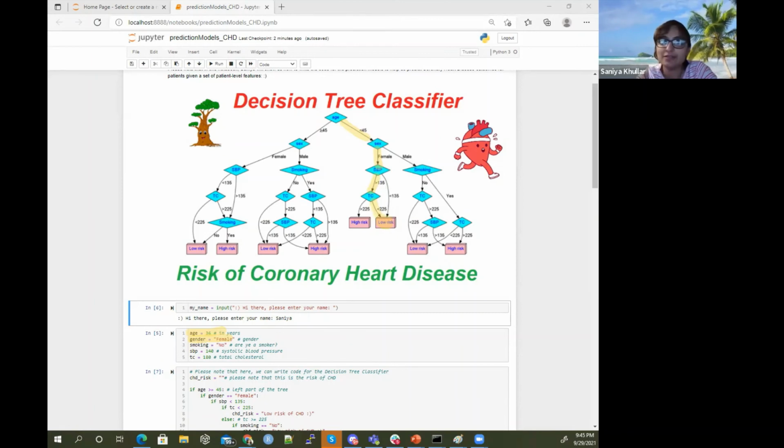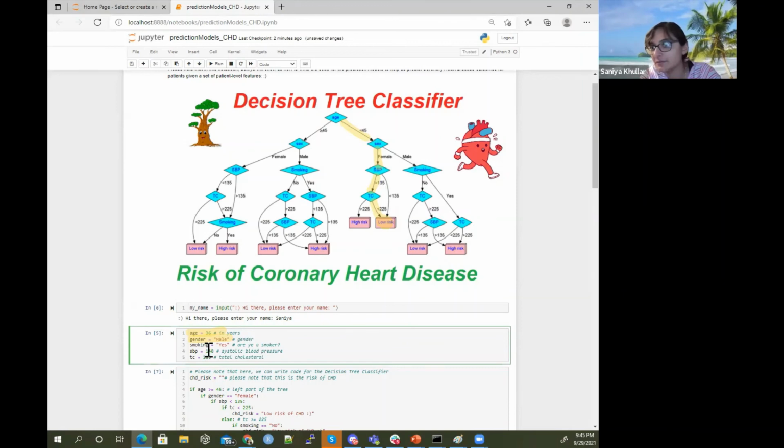And then we can change it up and say, okay, let's say that we are smoking is yes, and let's say that we are male. And our cholesterol is like 240 or something. Now what is our risk? So let's just check this out before.